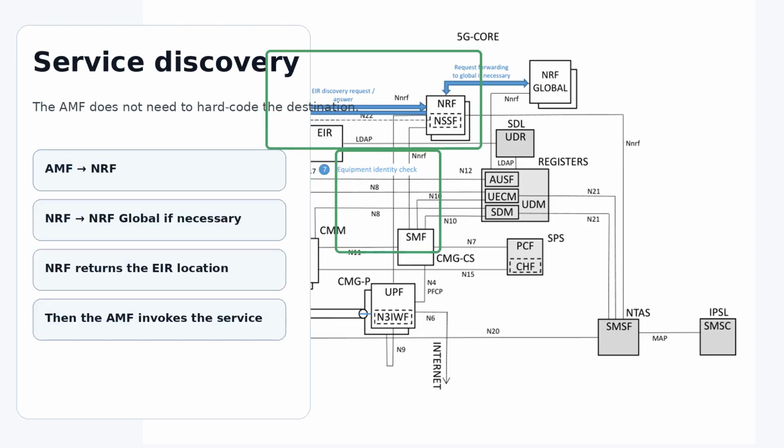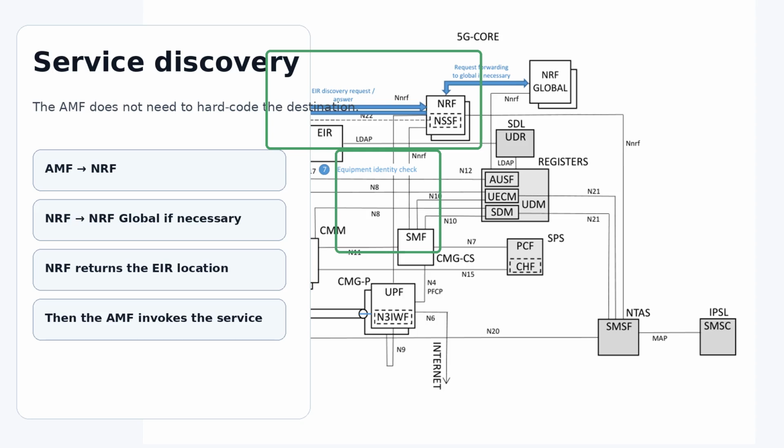Now let's follow the discovery path drawn at the top of the page. The notation says EIR discovery goes from AMF to NRF, then to NRF global if necessary, then back through NRF to AMF. That means the AMF does not need to hard code the exact EIR instance. Instead, it asks the service registry where the function lives. This is a classic 5G service-based architecture idea. Network functions expose services, and other functions discover them dynamically.